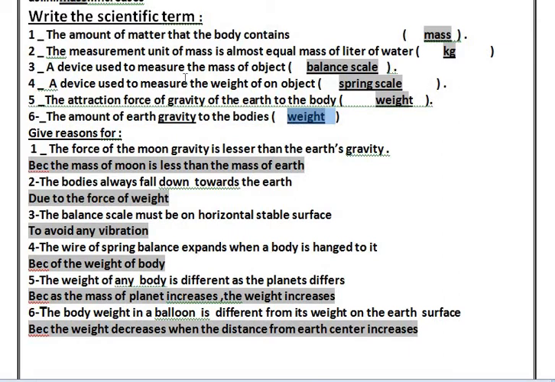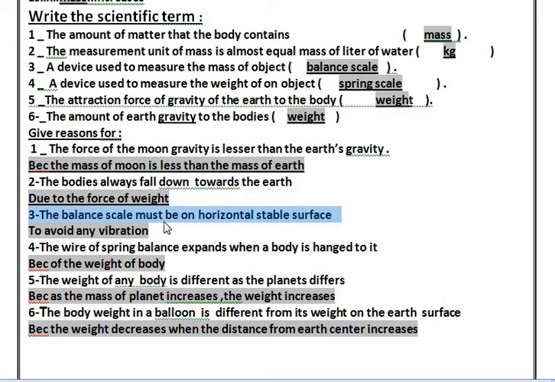Give reasons for, this is the third type of questions. Number 1, the force of moon gravity is lesser than the Earth's gravity. ليه جاذبية القمر بتبقى أقل من جاذبية الأرض؟ Because the mass of the moon is less than the mass of Earth. لأن كتلة القمر بتبقى أصغر دايما من كتلة الأرض. The bodies always fall downwards to the Earth. ليه الأشياء بتسقط لأسفل؟ Due to the force of weight. لأن ليها وزن.